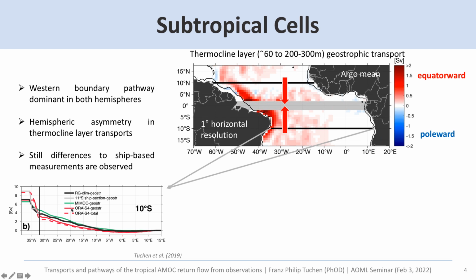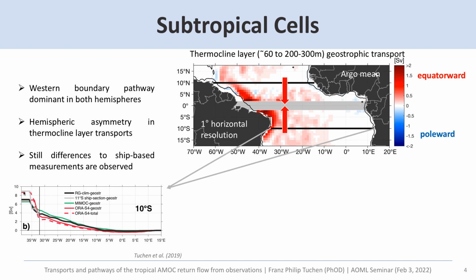But what we also did at the western boundary, which is located here, westward of 32 West, is that when we are adding transport results from a repeated ship section along 11 South, we can see that the difference between western boundary transport from Argo and western boundary transport from the ship section is about 2 Sverdrups. So it's really looking like there's a considerable difference between estimates from Argo and from observed or ship-based measurements at the western boundary.